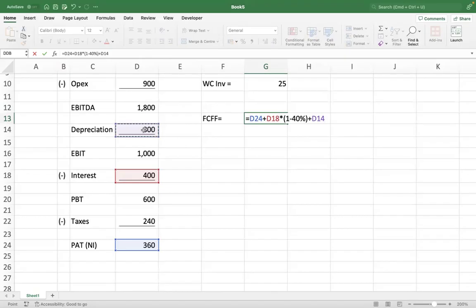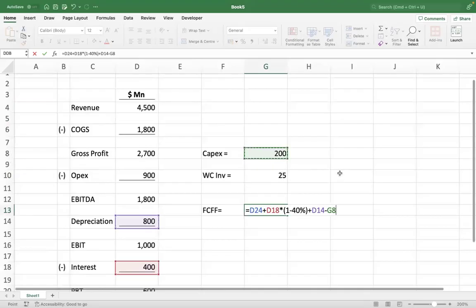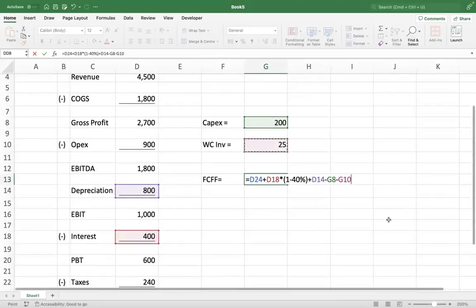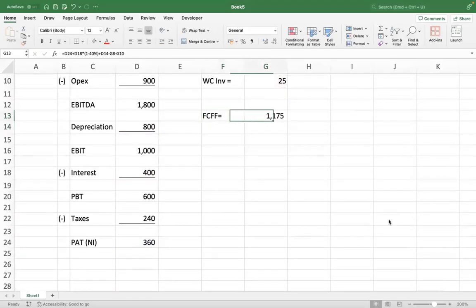So that's why we add back I into 1 minus tax rate. And then we reduced any forecasted capital expenditure and the working capital investment. And we arrive at the free cash flow to the firm, which in this case is $1175 million.